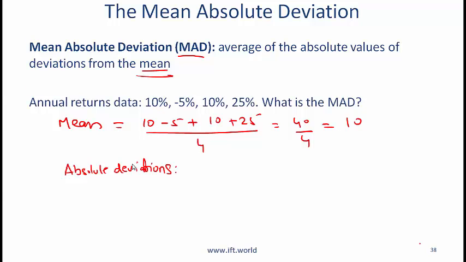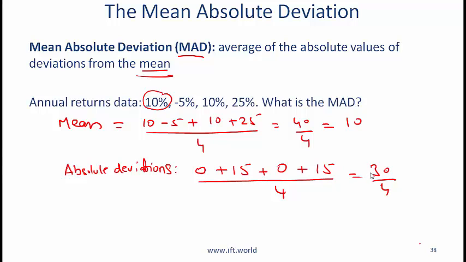We then need to take the average of the absolute deviations. So the absolute deviation for the first data point relative to the mean is 0. For the second data point, the absolute deviation is 15. For the third, it is 0. And for the fourth, the absolute deviation is again 15. And we need to take the average, so we divide by 4. We have 30 over 4, which is 7.5.